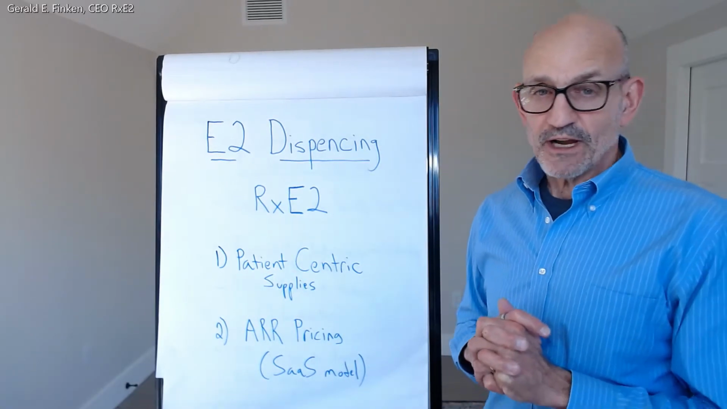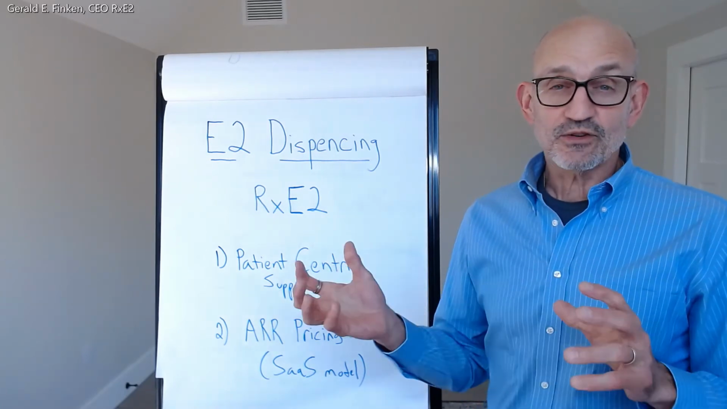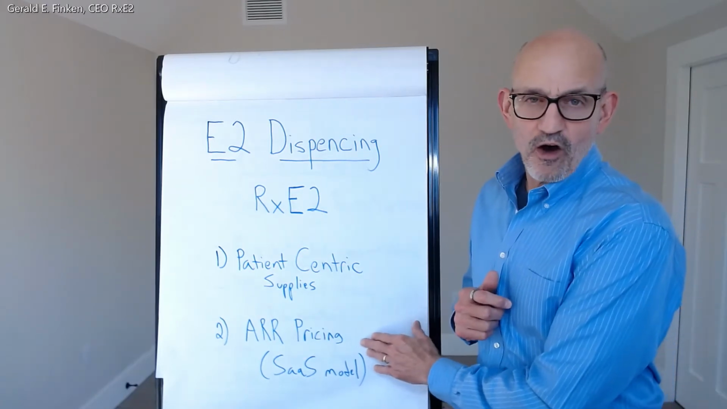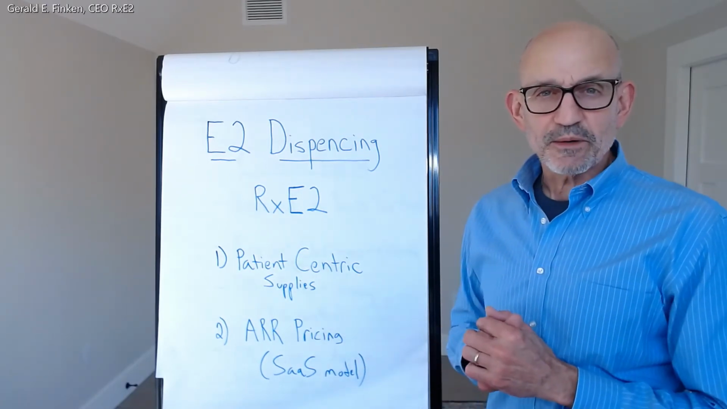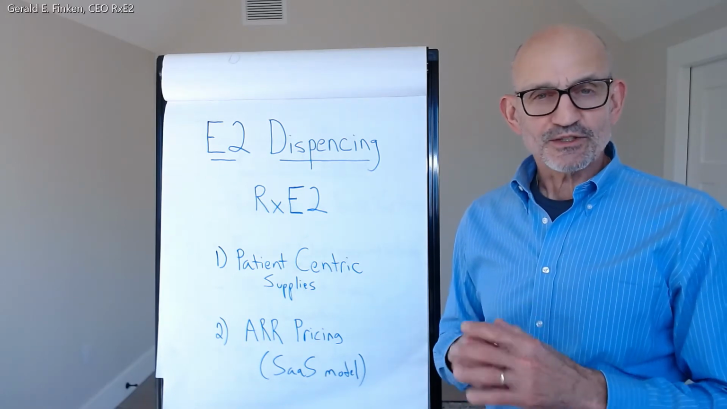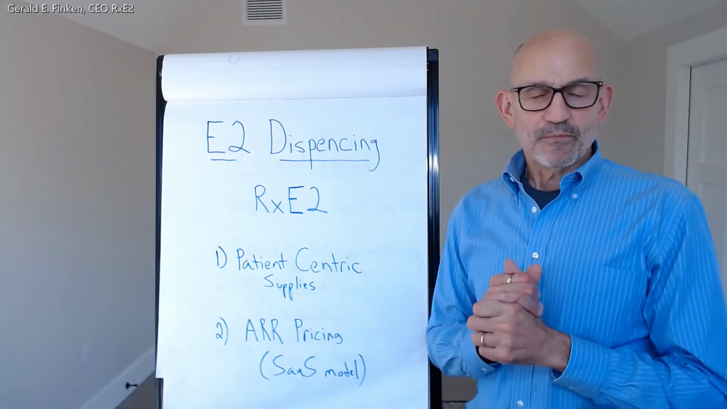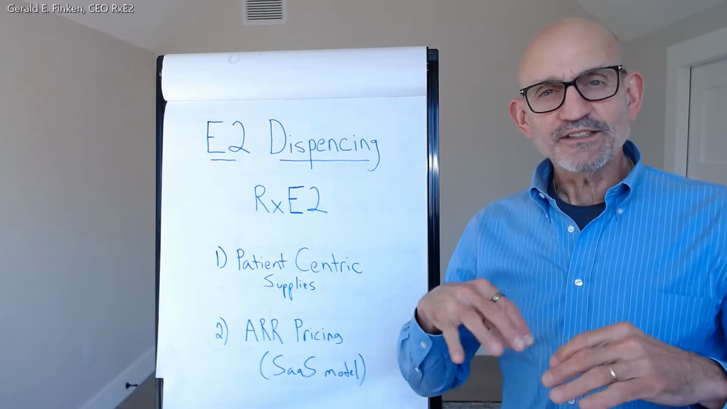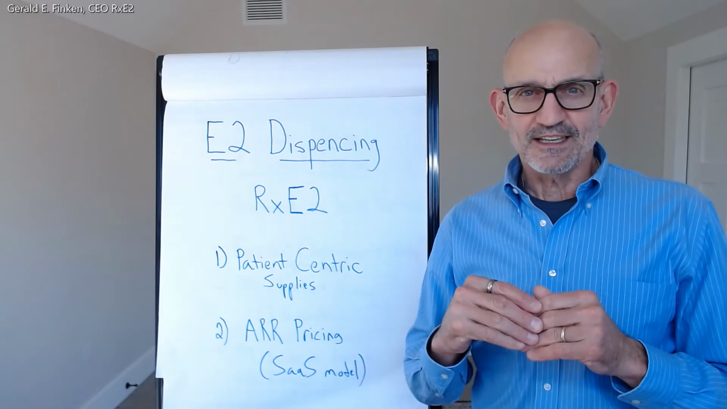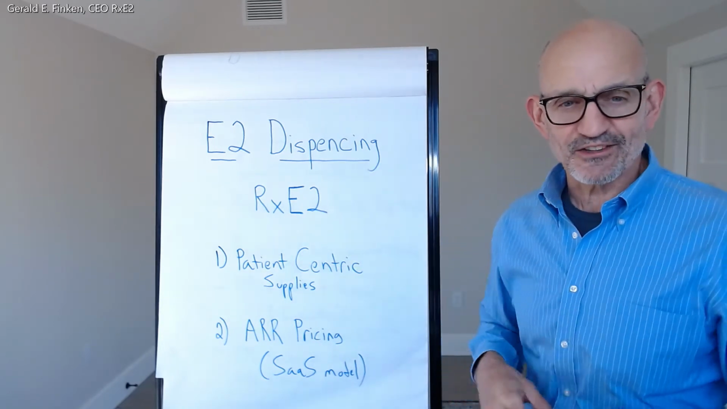So the last webinar, I talked to you about the patient-centric supplies and the importance of that, why E2 dispensing is so unique. And today I'm going to talk about ARR pricing, which is really the pricing that's used by the software as a service model. So it's like a subscription-based pricing. And we look at this because, and I'll get into it, because of the uniqueness of E2 dispensing, we're going to really disrupt the way we think and work with clinical supplies and clinical trials. So let's get started.